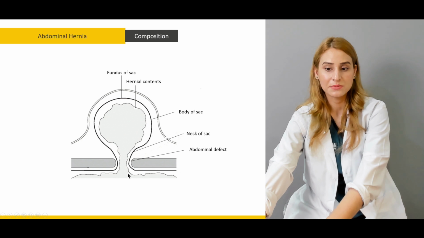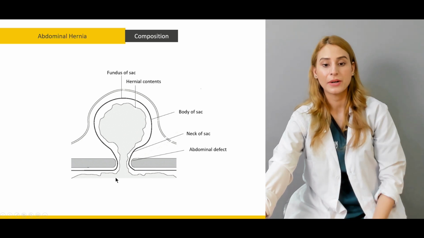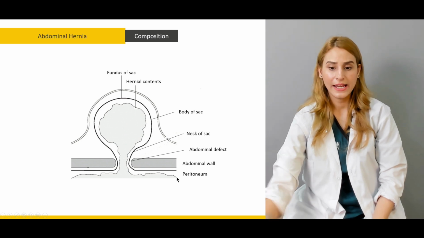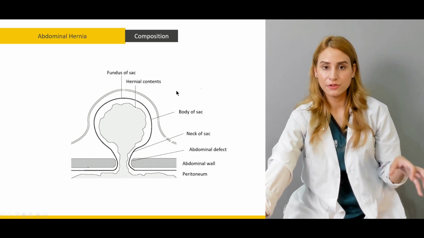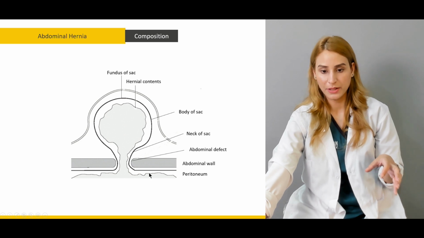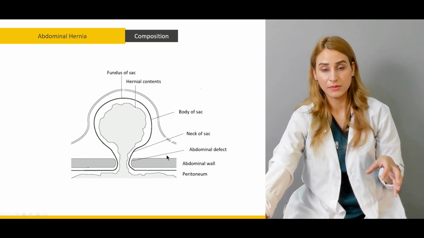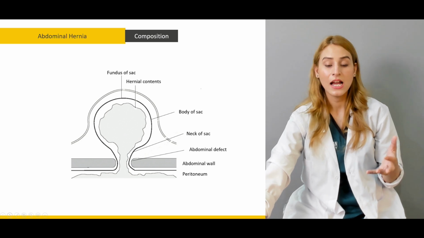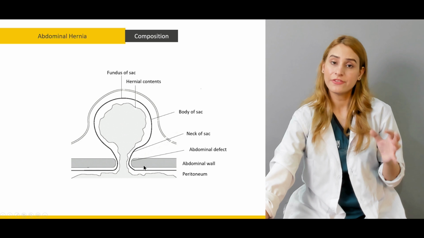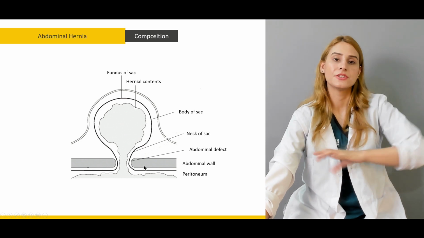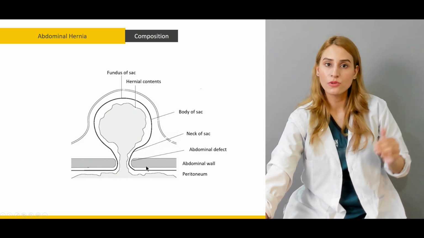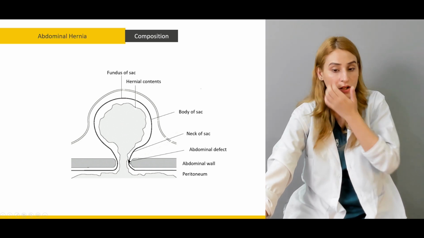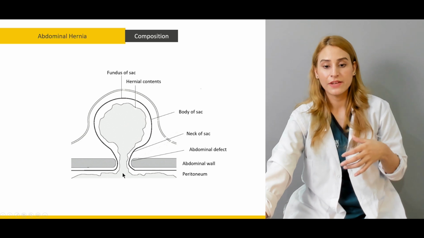You can see this is the abdominal defect, and this is the peritoneum, right? This is the abdominal wall, and this is the peritoneum. So let me tell you once again, this is the peritoneum, this is the abdominal wall, and here you can see the defect as well. So whenever there's a defect in the abdominal wall, due to all those causes I have already explained, deep down we have the peritoneum.